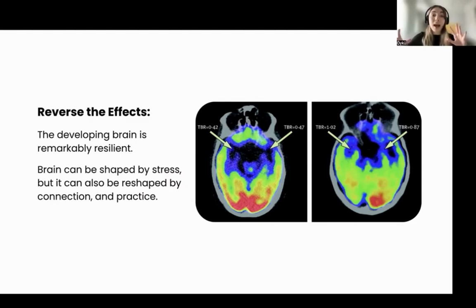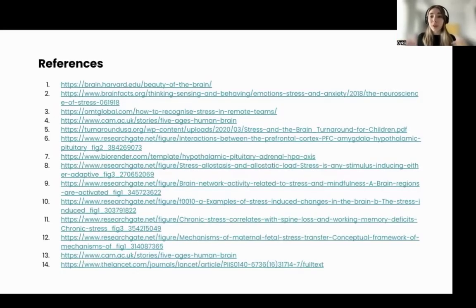By understanding how stress interacts with the developing brain, we can better support resilience, learning, and long-term mental health. If we are conscious about what is going on, what can happen, what the symptoms and effects are, and how we can reverse them, it will provide us enough information to help others and ourselves.